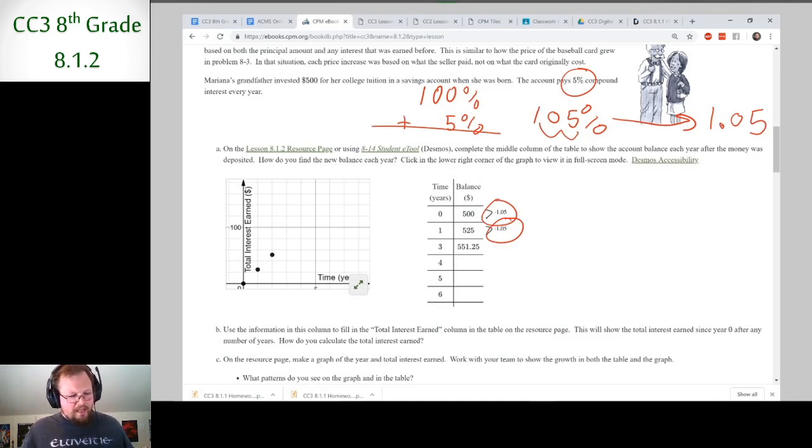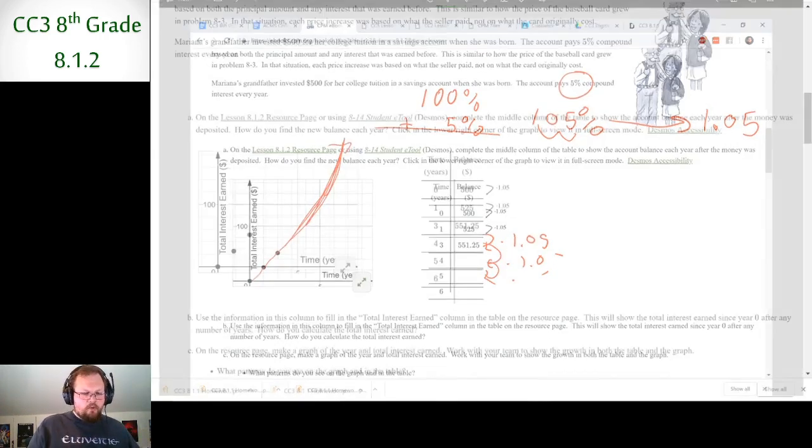The idea is that each time they do this, they multiply by 1.05 to find the next year, times 1.05, and so on and so forth. And those are going to go up and up each year. What I'd like you to see is that as you do this, you're going to get a curved graph that's going to go up like this. It's going to be an exponential growth equation.